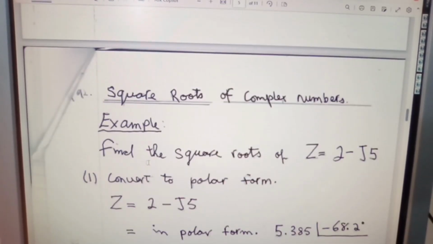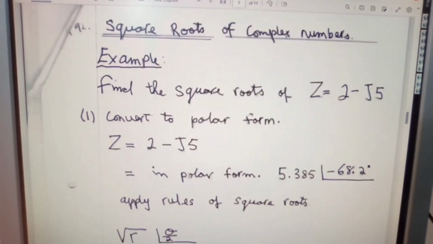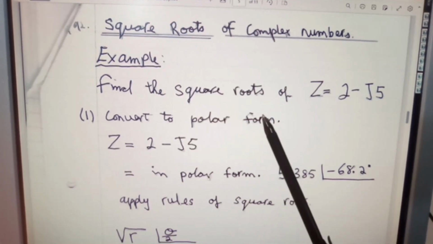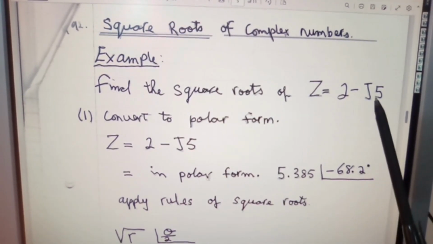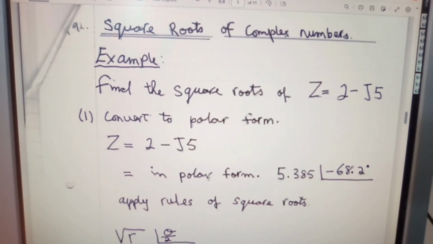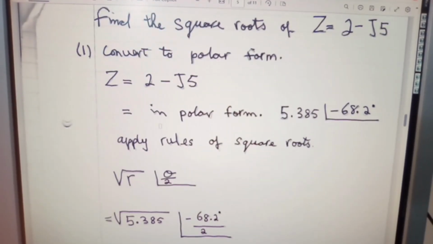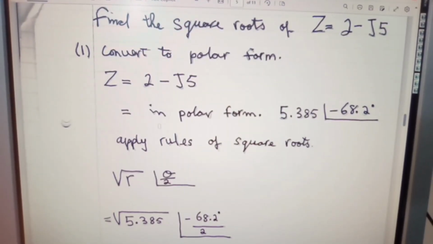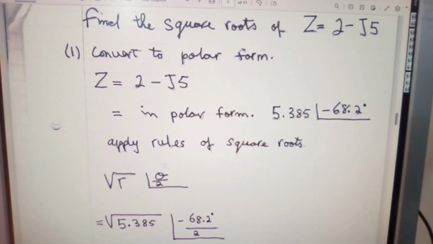The square root of complex numbers, example. Now here, find the square root of z equals 2 minus j5. Convert to polar form. Okay, z equals 2 minus j5. In polar form, it'll be 5.385 at minus 68.2 degrees. Now, I'm going to leave you to do that for yourselves, okay? How did I get that? You work that out.